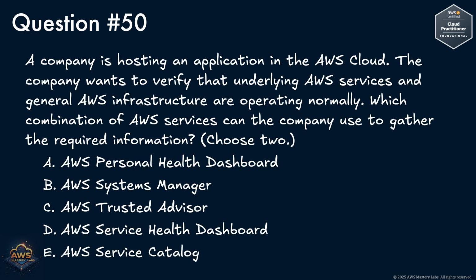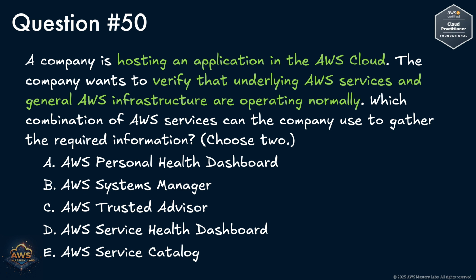A company is hosting an application in the AWS cloud. The company wants to verify that underlying AWS services and general AWS infrastructure are operating normally. Which combination of AWS services can the company use to gather the required information? Choose 2. Let us identify and interpret key phrases in the question that will help with answering it.